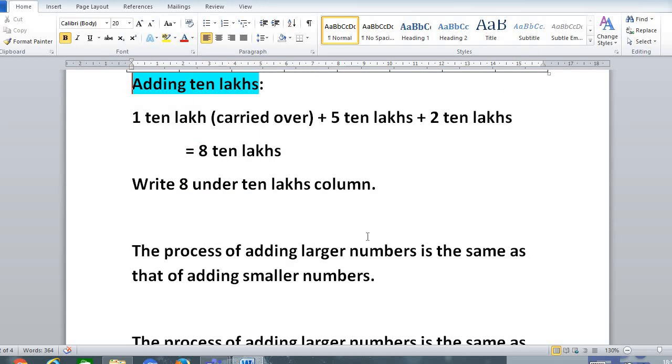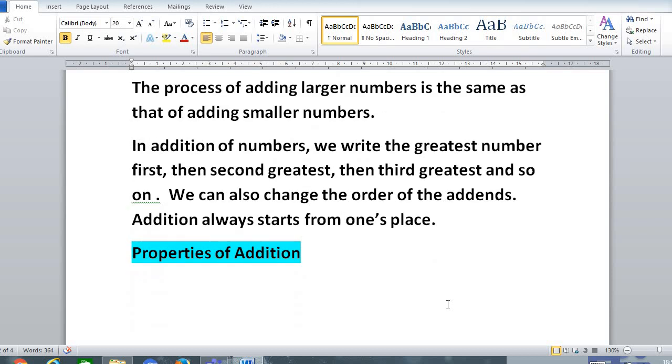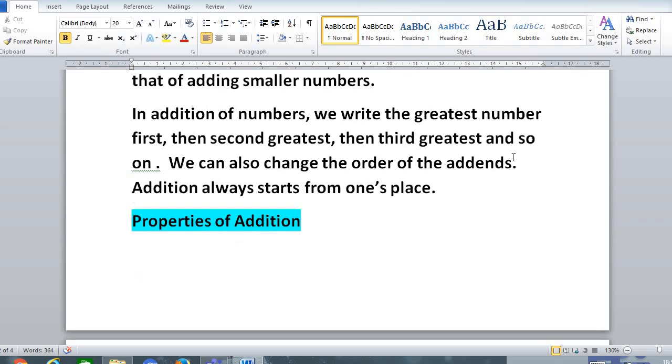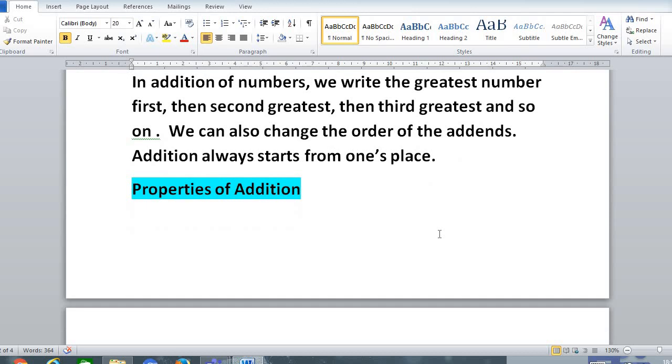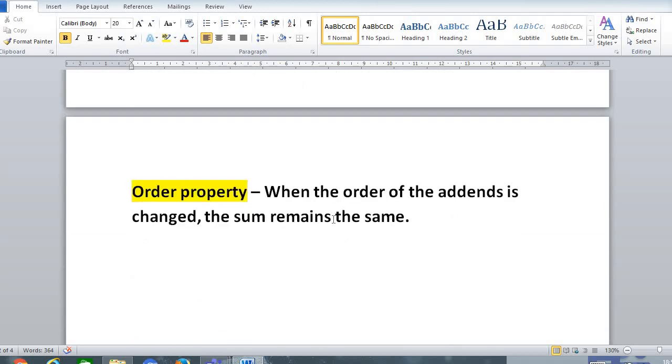Fine. So the process of adding larger numbers is the same as that of adding smaller numbers. In addition of numbers, we write the greatest number first, then the second greatest, then the third greatest, and so on. We can also change the order of the addends, but the answer, the result, the sum will be the same. Addition always starts from the ones place. Now, properties of addition. Order property.